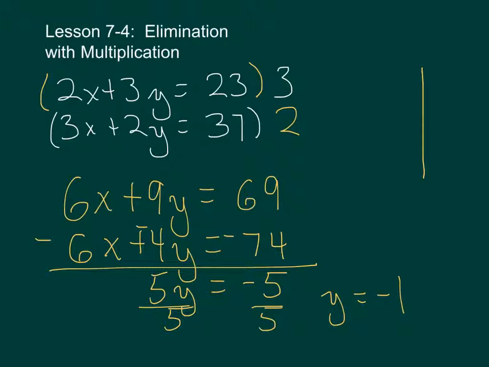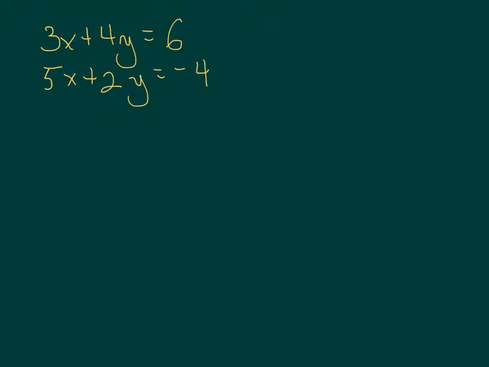Let's take a look at another example. How about if I have the equations 3x plus 4y is equal to 6, and 5x plus 2y is equal to negative 4. So what I'll do is multiply the top one by 5, and I get that from right here. And I'll multiply the bottom one by 3, and I get that from right here. I'm going to rewrite these equations multiplying by those numbers.